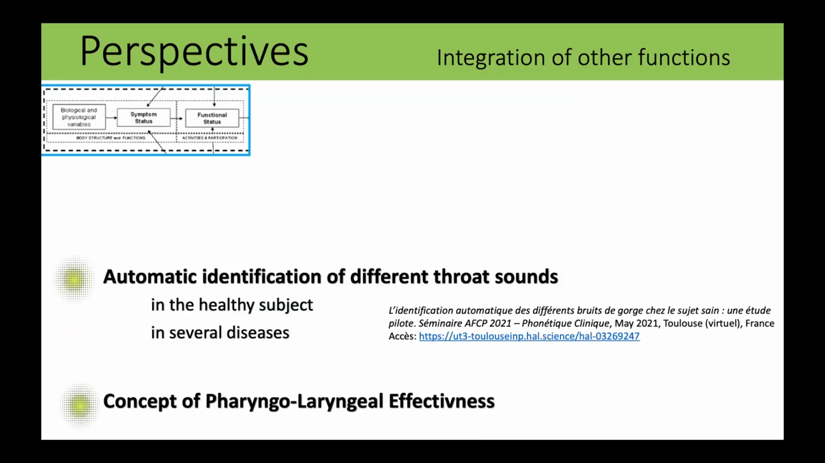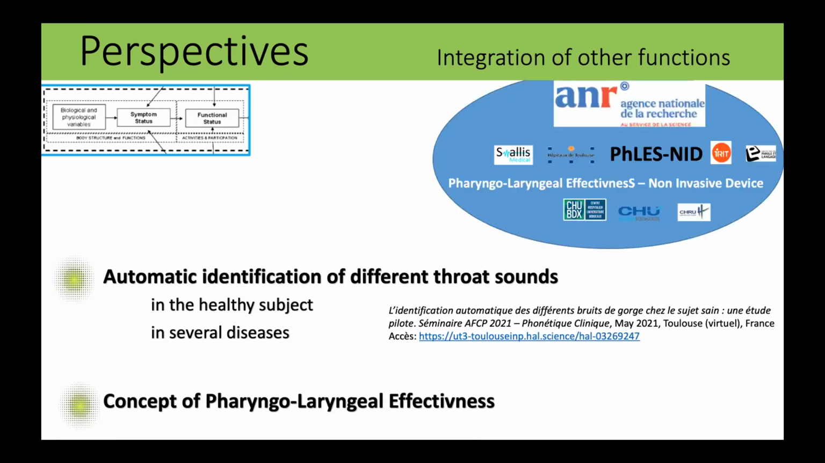In our perspective, we are working on automatic identification of different throat zones in healthy subjects and in several diseases, and on the concept of pharyngeal laryngeal effectiveness. That is a project with a grant from the Agence Nationale de la Recherche in France, in collaboration with a company making a multi-sensor captor device.